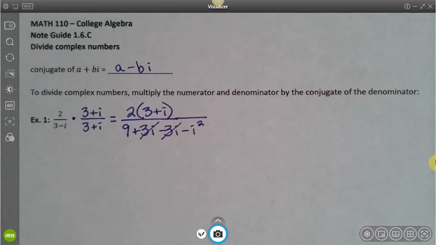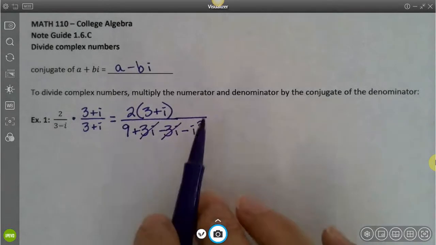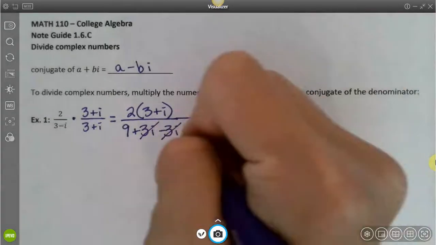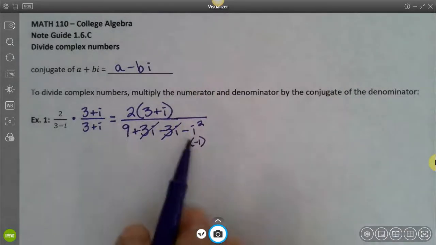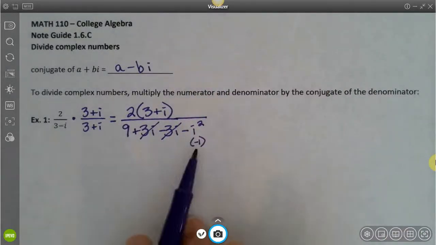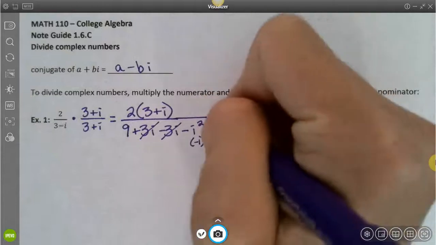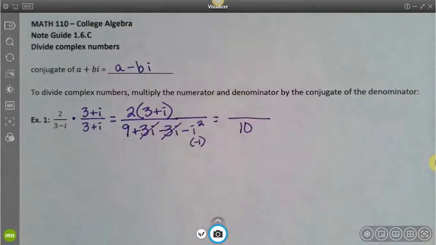Just as before, when we were rationalizing denominators, the whole point of multiplying by the conjugate is because it gets rid of that imaginary number. Remember, this i squared is actually equal to negative 1. So on the bottom, we have 9 minus a negative 1, or 9 plus 1, which gives us a nice whole number of 10 for the denominator.